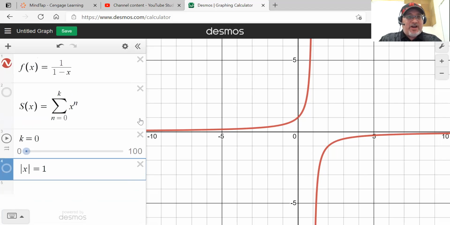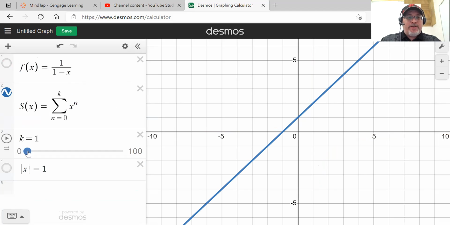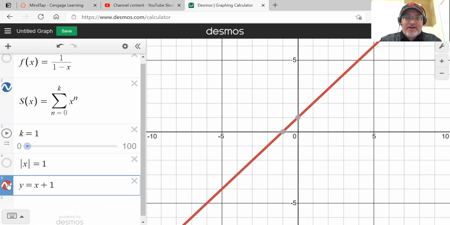If you'll notice, I've got a sum set up here that is ready to add up powers of x, going from 0 to k. Right now, k is set at 0, but I can move it so that the number of powers it adds is greater. For example, there's when k equals 1. So this would be x to the 0 plus x to the first, or 1 plus x, or x plus 1. Y equals x plus 1. So it's just that line.